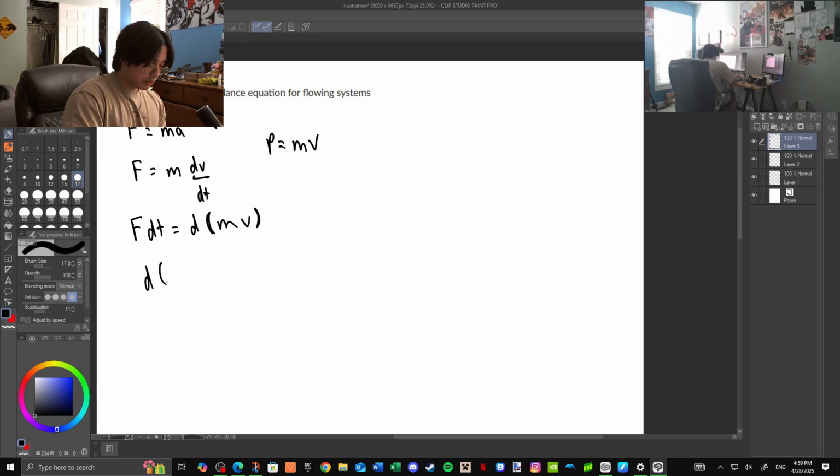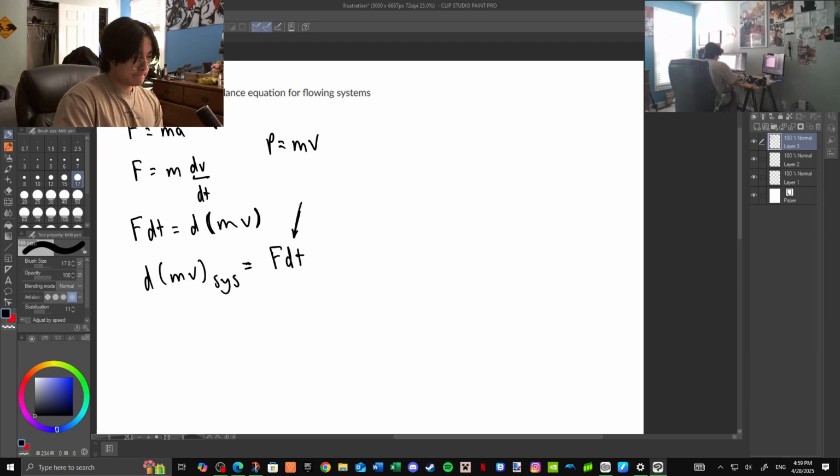Let's rewrite this equation a little more. So we're going to write this as d of m times v of the system, right? And so we start with the initial force put into the system, right? So like you kick a ball, and that basically kickstarts the entire system.